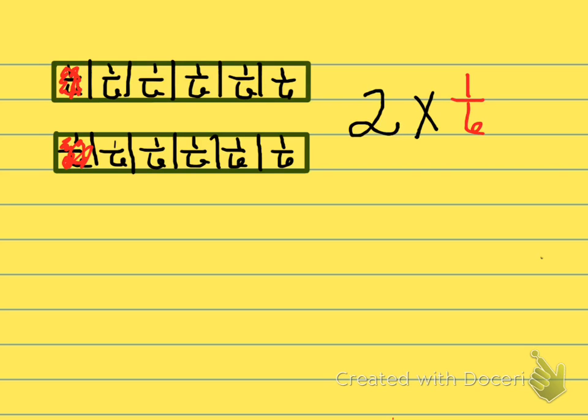So I have 2 times 1/6 equals, you're right, 2 shaded in 1/6 in each bar. So 2 bars times 1/6 shaded in each bar actually is 2/6. So I've taken my whole number and multiplied it by the numerator of my fraction, and of course the denominator stays the same. Good job. Let's try it again.